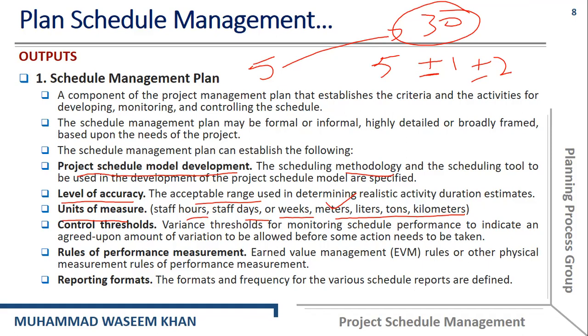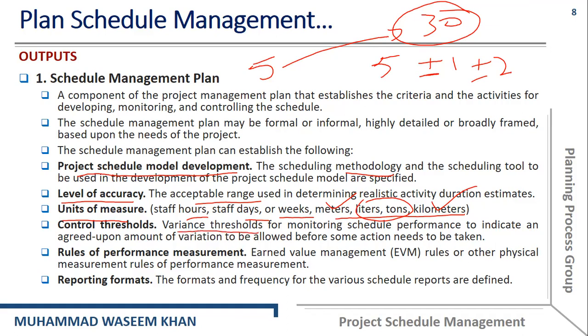Then the units of measure. We value different units of measure like staff hours. We can use staff days or weeks, or we can use others like meters, liters, tons, or kilometers. So these are different types of units that we can use for measuring different variables.